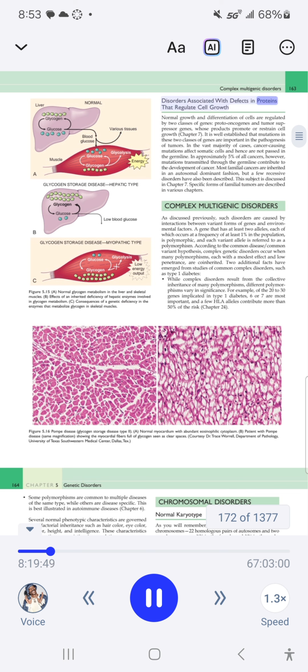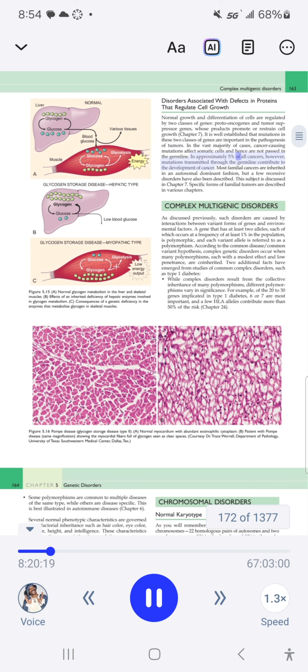Disorders associated with defects in proteins that regulate cell growth. Normal growth and differentiation of cells are regulated by two classes of genes, proto-oncogenes and tumor suppressor genes, whose products promote or restrain cell growth. Chapter 7. It is well established that mutations in these two classes of genes are important in the pathogenesis of tumors. In the vast majority of cases, cancer-causing mutations affect somatic cells and hence are not passed in the germline.